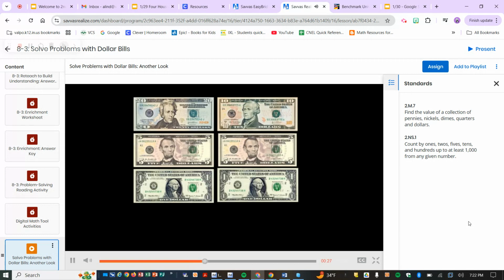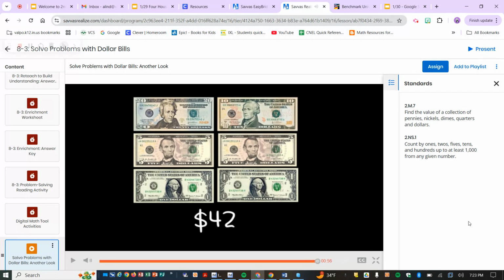And right now, I have this much money. What is the total value? Let's count on from the greatest bill to the least bill. $20, $30, $35, $40, $41, $42. I have $42. Wow, counting bills is very much like counting coins. You can count on from the highest value to the lowest value to get the total.